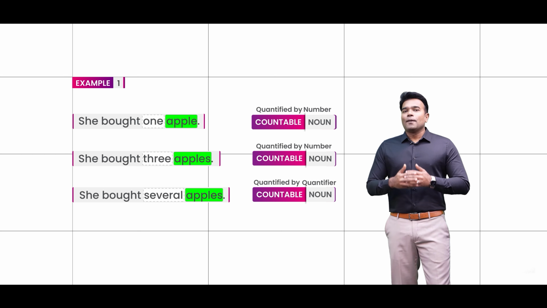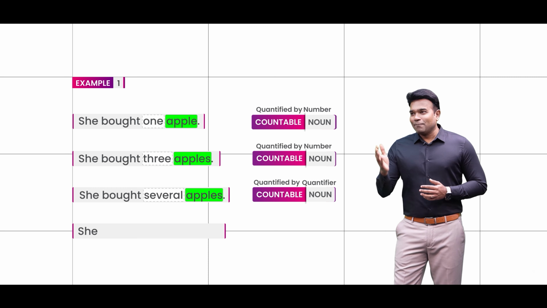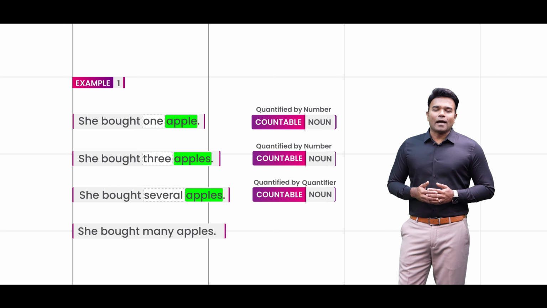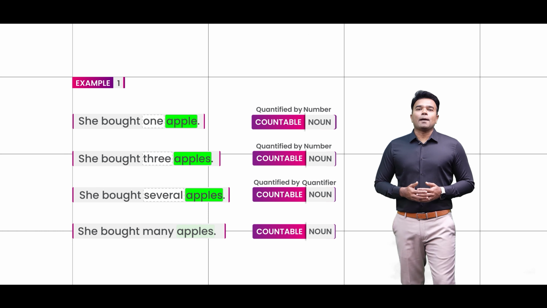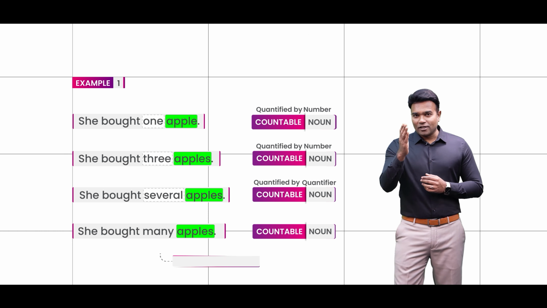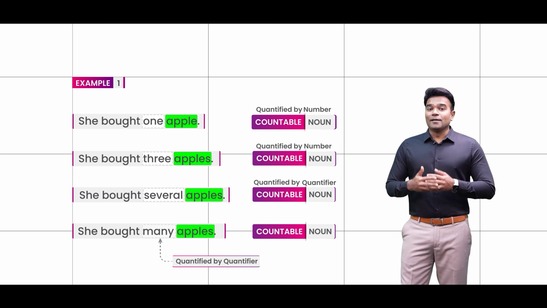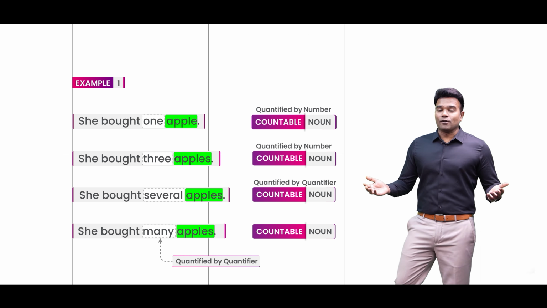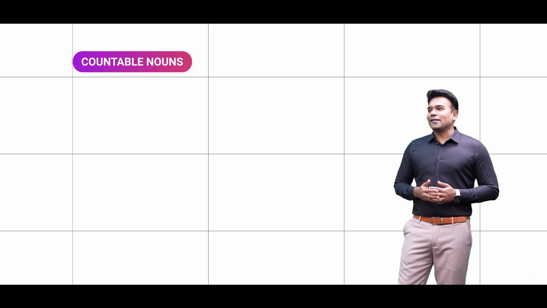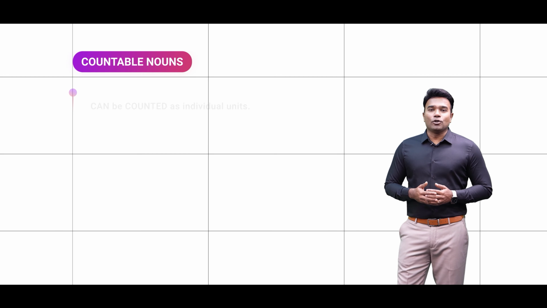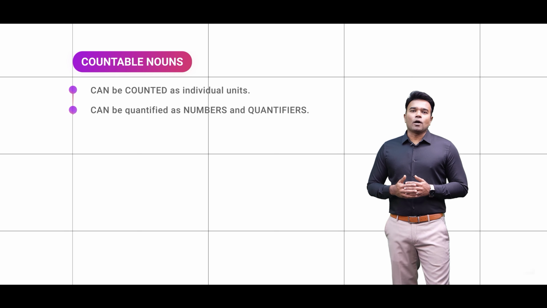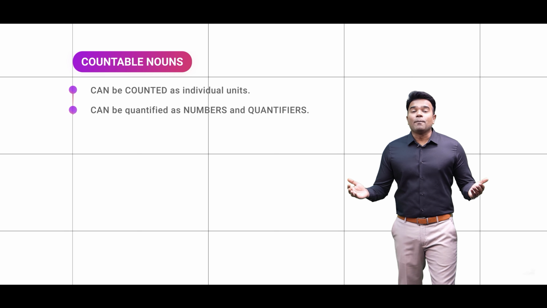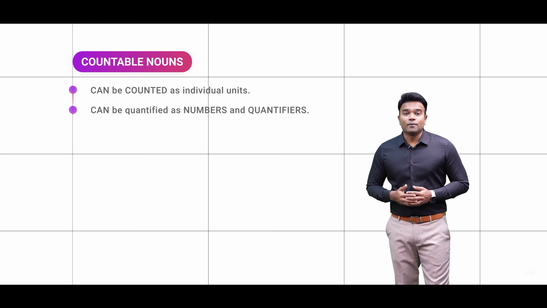Have a look at this sentence. She bought many apples. Again here, apples no doubt happens to be the countable noun, but just prior to the word apples, what you have is again not a number but a quantifier, many. I'm sure through all of these examples you have understood that countable nouns happen to be such nouns which can be counted as individual units, and hence they can be quantified either using a number or by making use of quantifiers. Hope I am clear up until here.